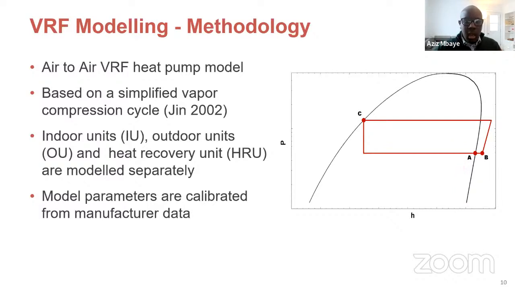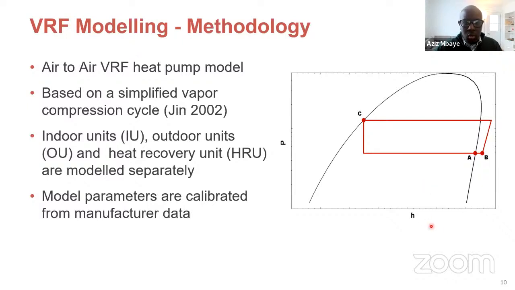But such a cycle has the benefit of lowering the computational time since limited refrigerant states will be evaluated. Here we will need to evaluate only three refrigerant states. It also reduces the number of model parameters to ease the calibration procedure that we will use to find the model parameters.